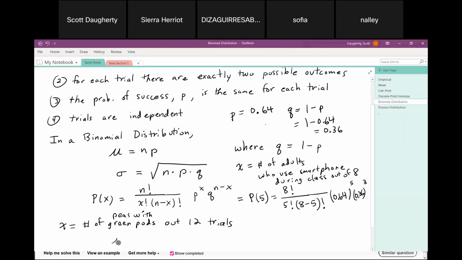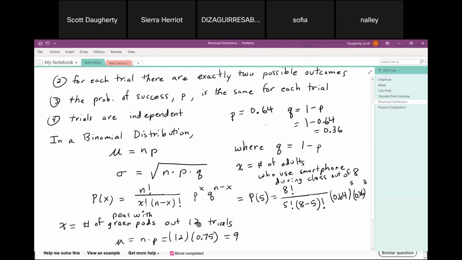And so the way you calculate it is you just take the number of trials and you multiply it by the probability of success. So there's 12 trials, and the probability of getting a green pod each time is 75%, 0.75 as a decimal. And when you multiply those together, you get 9. So on average, it should be about 9 out of 12, right?